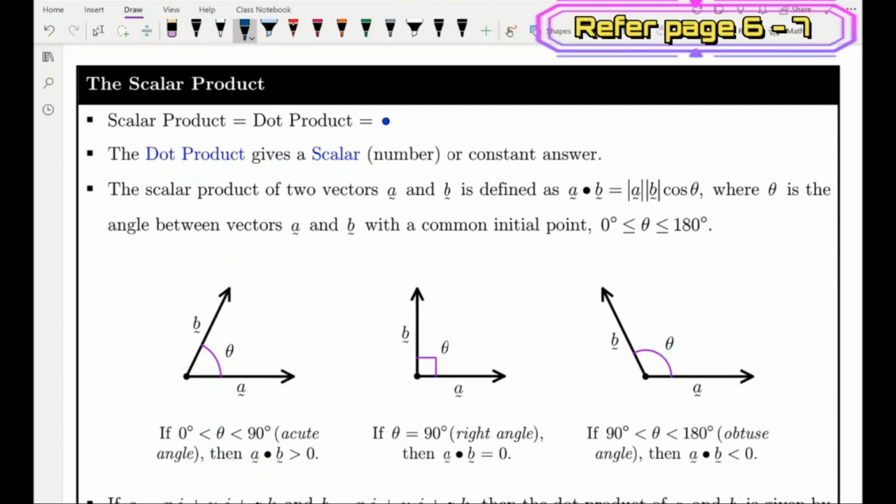The scalar product of two vectors A and B is defined as A dot B equal to magnitude A times magnitude B times cos theta, where theta is the angle between vectors A and B with a common initial point. The condition is theta between 0 and 180.